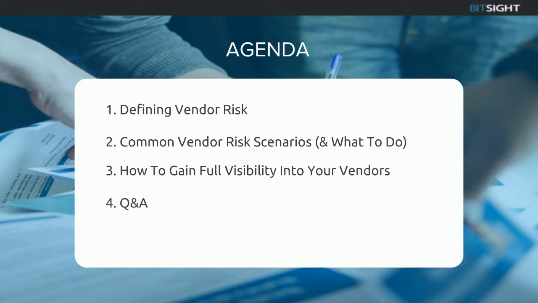Thanks, Noah. So today we're going to talk about a few common vendor risk scenarios that you should worry about as an organization. As far as the agenda goes, we're going to start with defining vendor risk because some of you in the audience today may not be fully aware of what vendor risk is. And then we will get into those scenarios that we already talked about. Followed by that, we will go into a number of ways in which you can gain visibility into your vendors and identify the risks that are associated with them. And then we will open it up for Q&A.